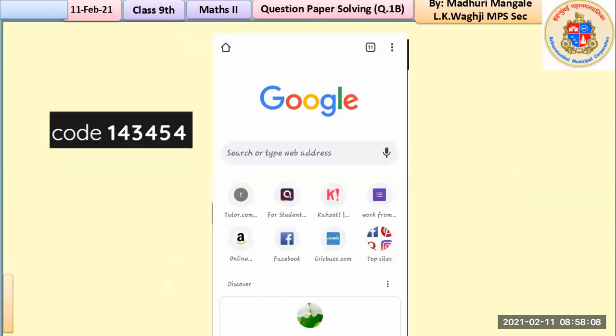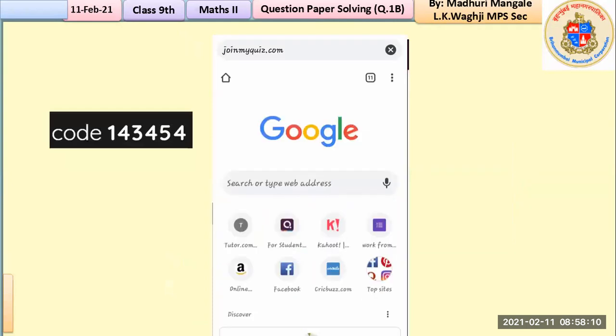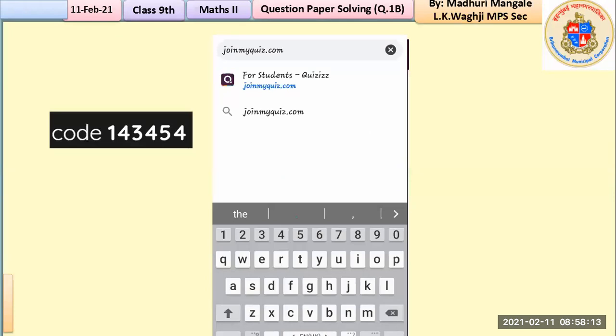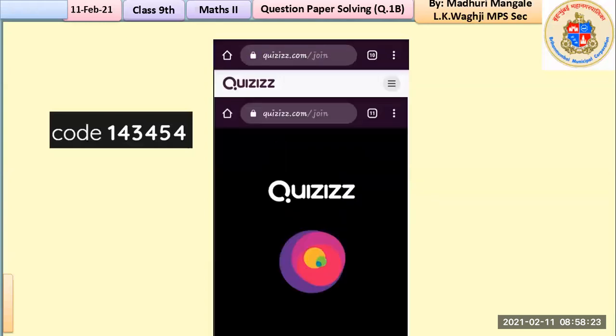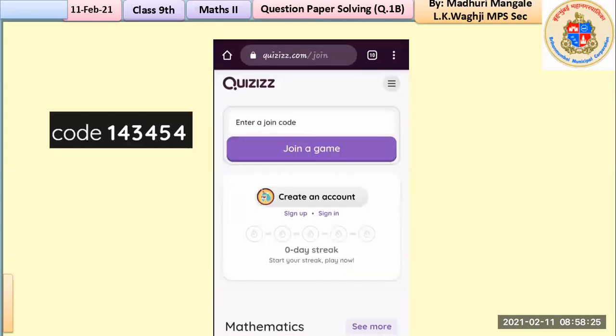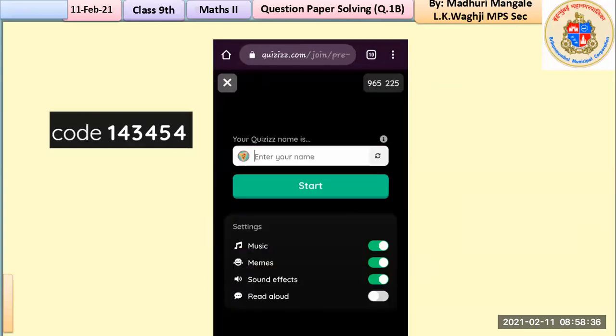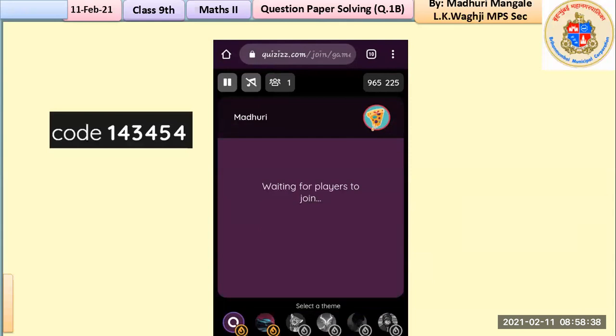The first step is you should go to Google and type in joinmyquiz.com. Once you go to that site, you can select the option which shows for students, and then it will ask for a code. The code is 143454. Once you enter the code, it will ask for a name. Enter your name and you will be on the dashboard.